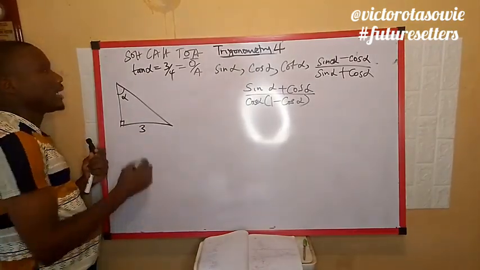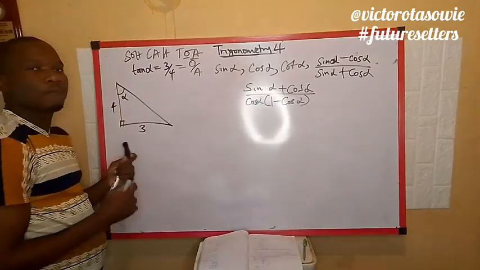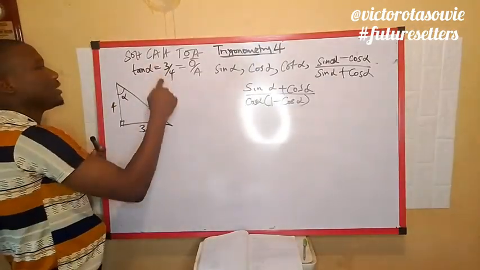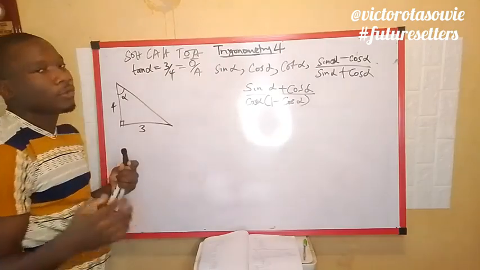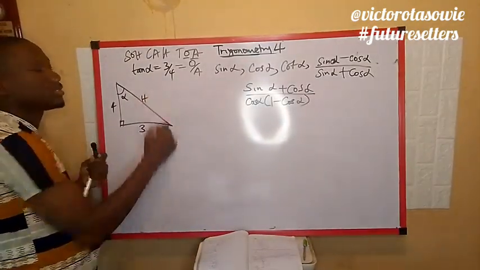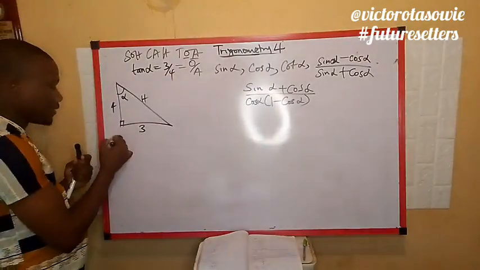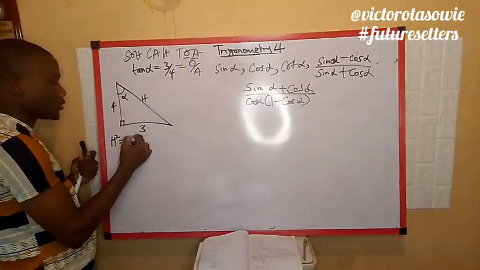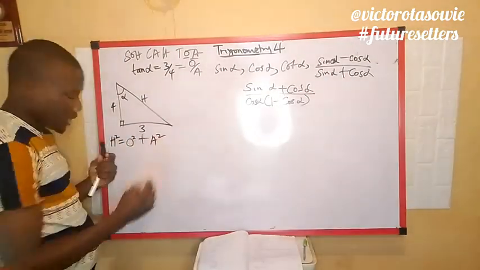3, and adjacent is what? 4. Opposite is 3, then adjacent is 4. So if we already know our opposite and the adjacent, we just need to find the what? Hypotenuse. And using Pythagoras theorem, we have that h squared, hypotenuse squared, is equal to opposite squared plus adjacent squared.